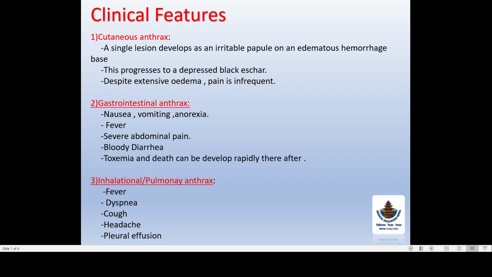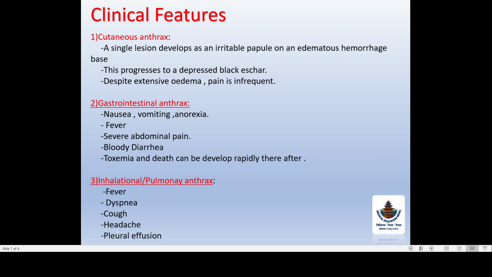And now the clinical features: the cutaneous anthrax, the gastrointestinal anthrax, and the pulmonary anthrax. So for the cutaneous anthrax, a single skin lesion develops as an irritable papule. You have seen in the first image the lesion, and this progresses to a depressed blackish eschar. Despite extensive edema, pain is infrequent. Pain is not that frequent.